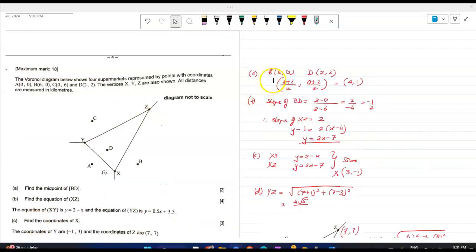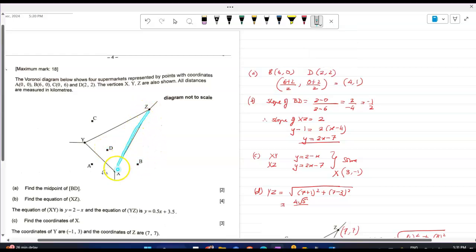So this first part is easy: finding the midpoint of BD, use the midpoint formula. Then the equation of XZ. XZ is a perpendicular bisector. So if these are your two points, then this is a perpendicular bisector. The slope of BD is y2 minus y1 upon x2 minus x1. The slope of XZ will be the negative reciprocal of that. You will get the equation.